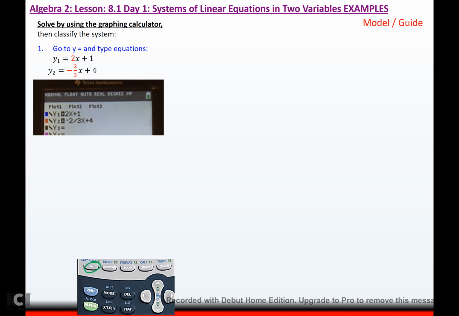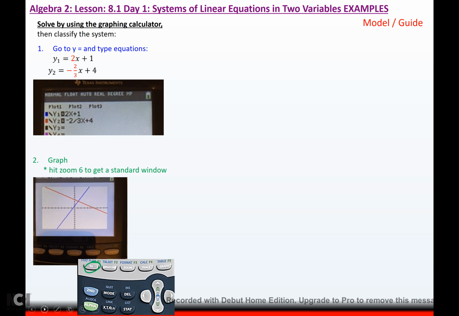Alright, so if we do this one, I'm going to go to y equals and type my equations. Y is already all alone, so hit your y equals key, and for y1 type 2x plus 1, and for y2 type negative 2/3 x plus 4. Then hit graph, and I'm going to hit zoom 6 to get a standard window, and there are my two equations.